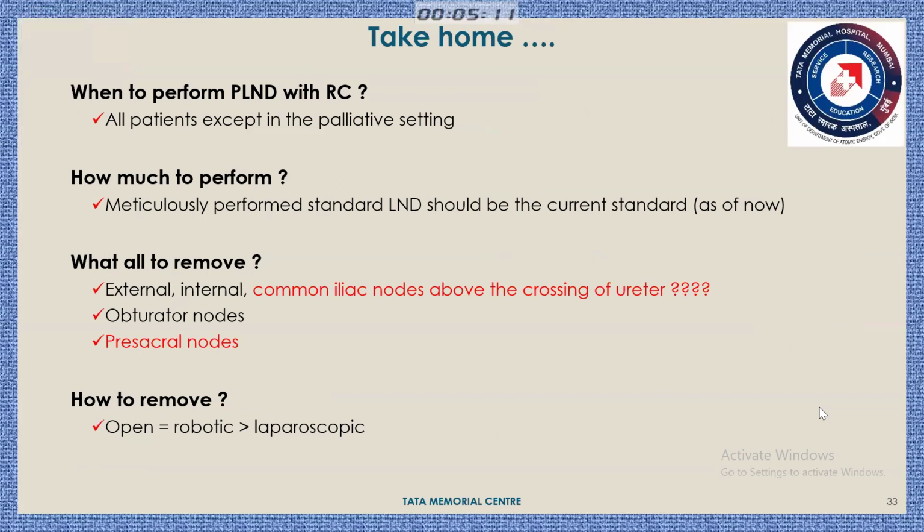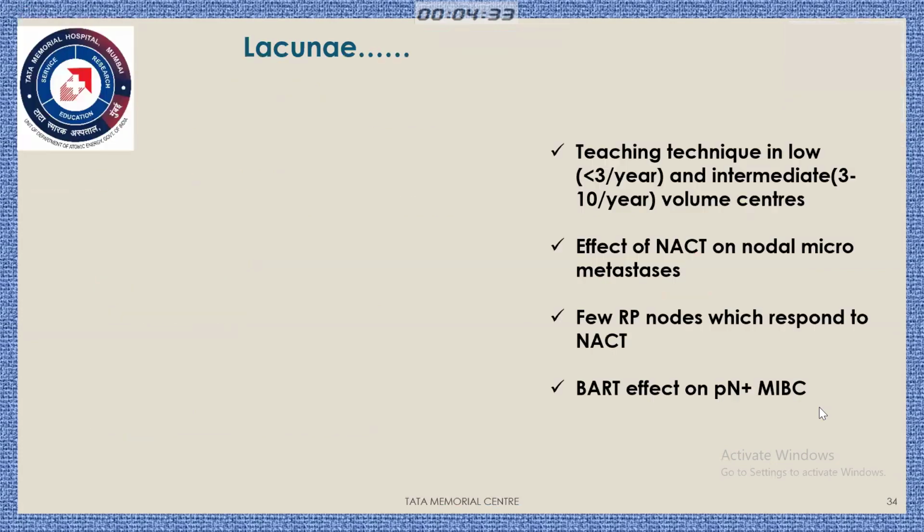So the final take-home message would be: when to perform PLND? In all settings except in the palliative setting. How much to perform? As per the SWOG 1011 trial, a meticulously performed standard lymph node dissection would be the current standard, which would include the external iliac nodes, the internal iliac nodes, and the obturator nodes. Whether the common iliac nodes are removed or not would depend upon the crossing of the ureter. Definitely, the lymph nodes above the crossing of the ureter are not to be removed, and also the presacral nodes will come with the bladder specimen only. How to remove? Open and robotic techniques are equal as compared to laparoscopy.